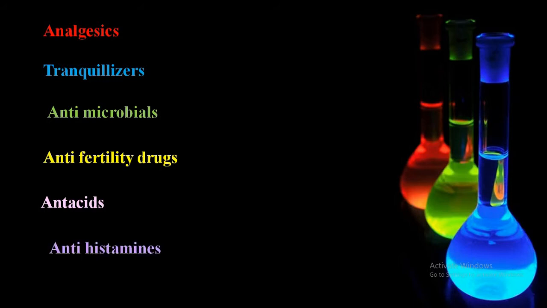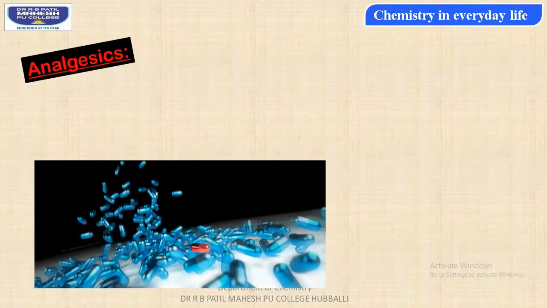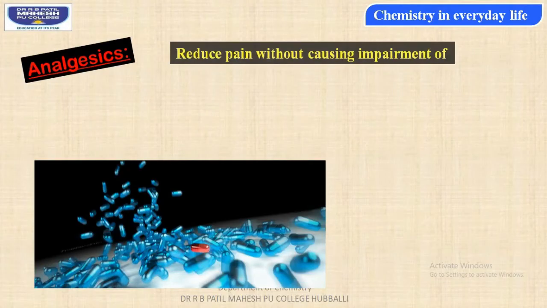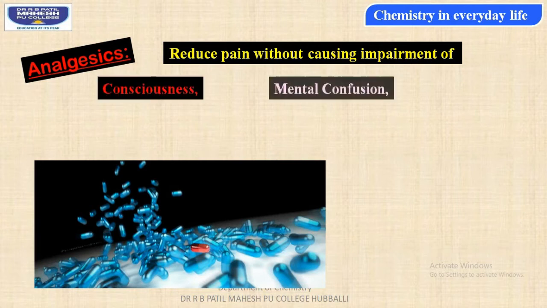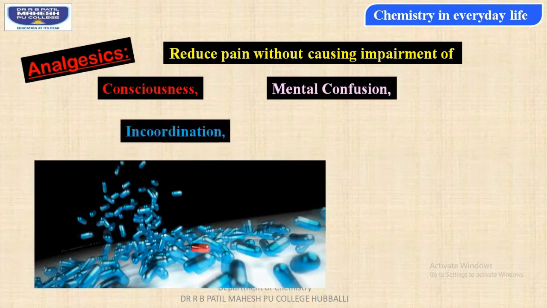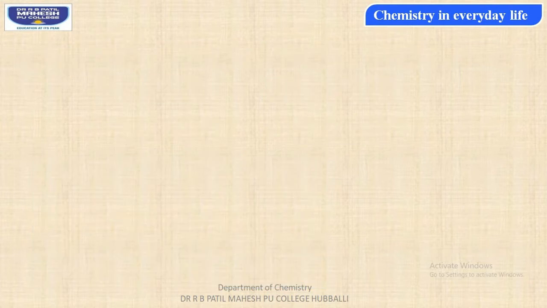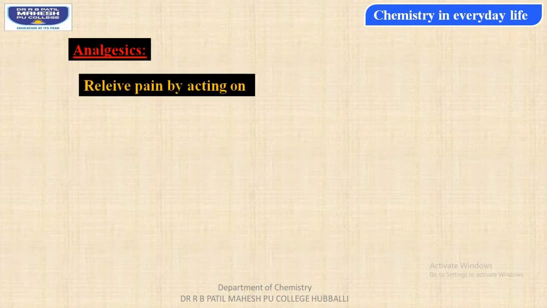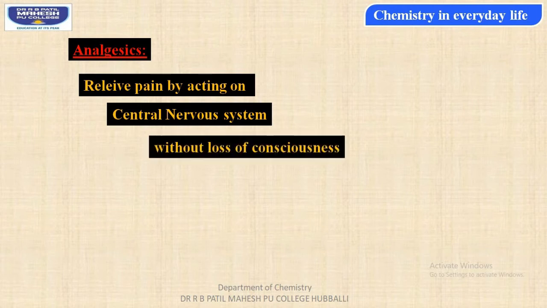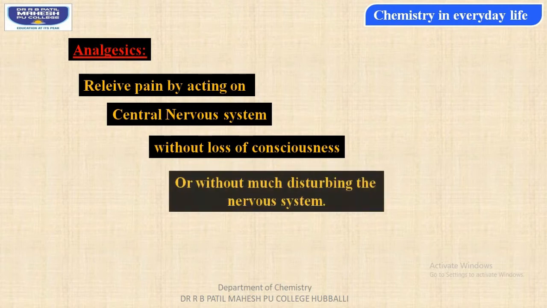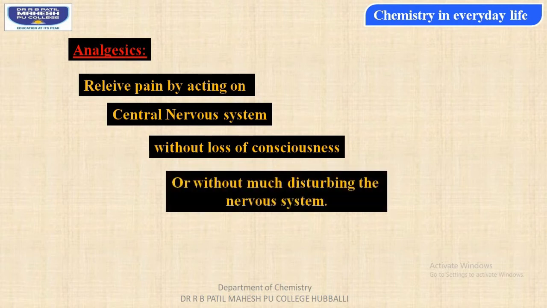Let us first discuss in detail about analgesics. Analgesic, students, reduces the body pain without causing impairment or damages of consciousness, mental confusion, incoordination of muscular activity, and even paralysis. Thus, we can conclude that analgesics relieve pain by acting on the central nervous system, called CNS, without loss of consciousness or without much disturbing the nervous system.